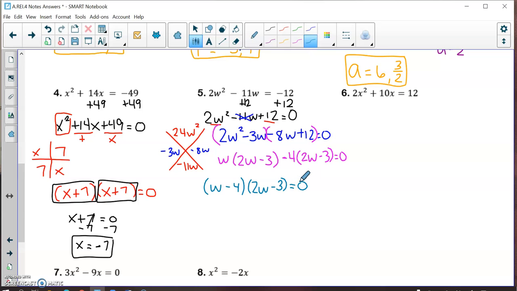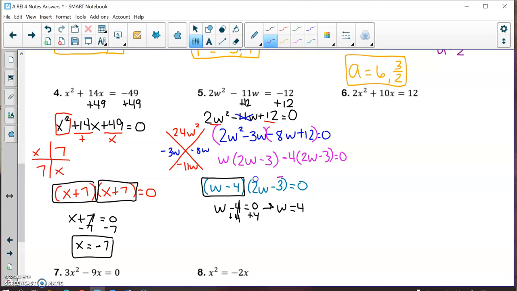All right, so now let's use the zero products property. The zero products property states that I can set this w minus 4 equal to 0 and solve for w this way by adding 4 to both sides. I would get w can be positive 4.